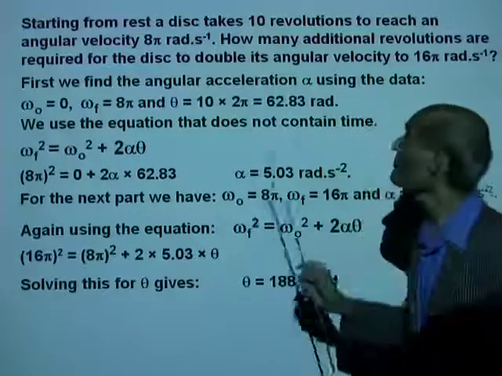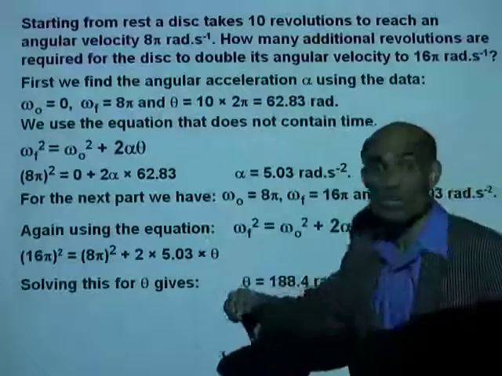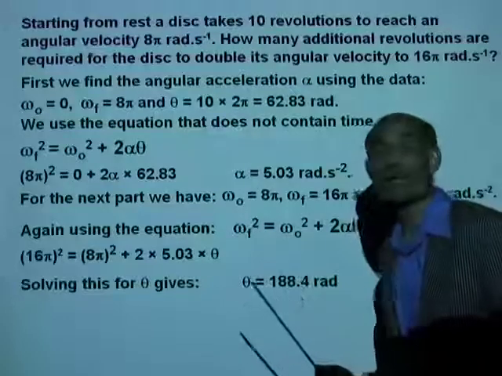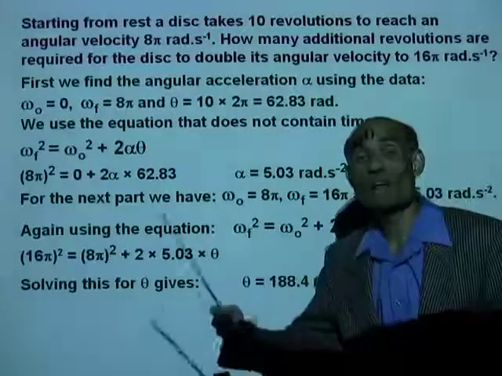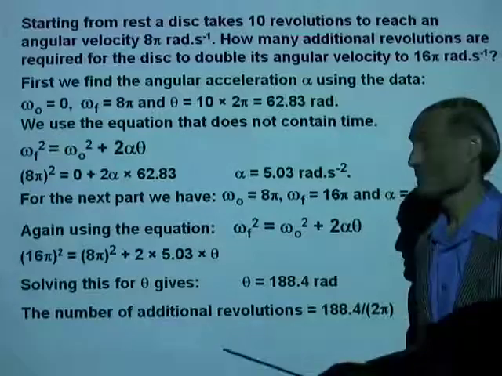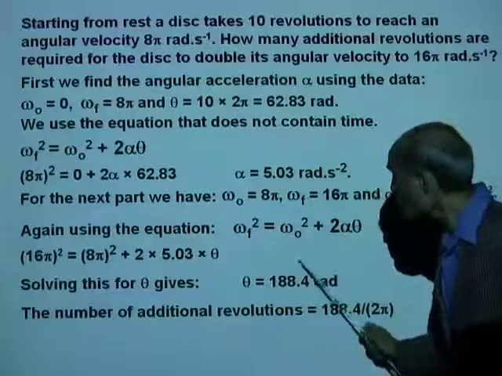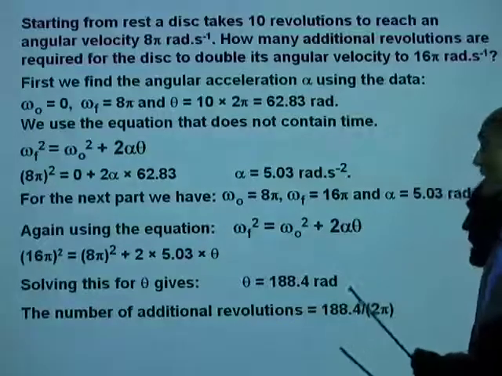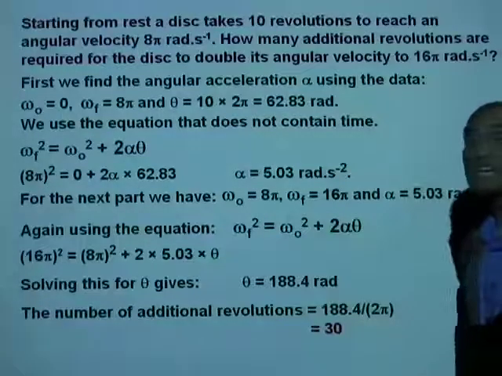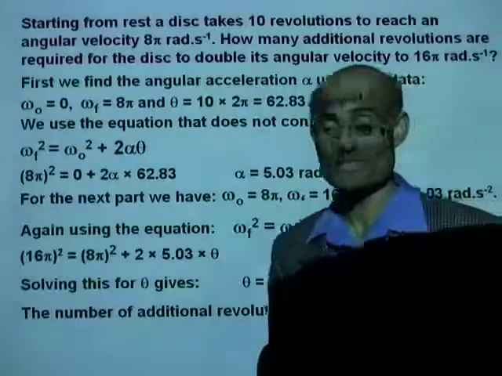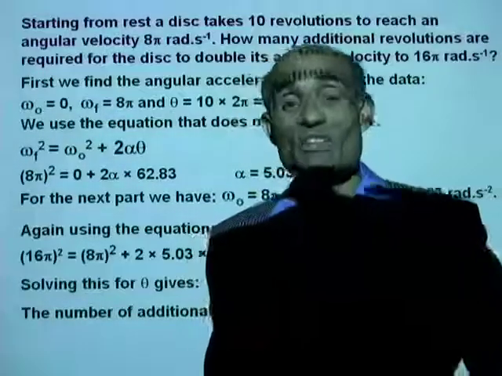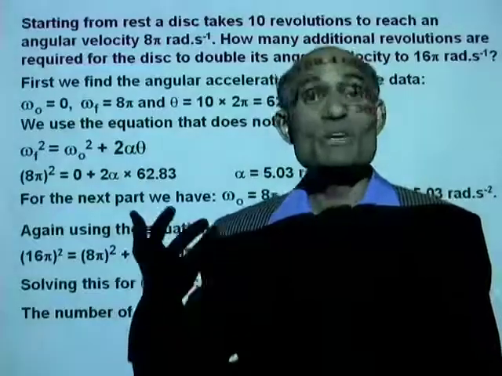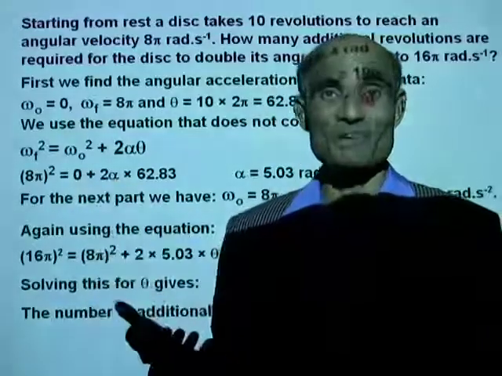And we want to find how many additional revolutions. 188.4 radian corresponds to how many revolutions? So the additional revolutions will be this radians divided by 2 pi, and that is 30 additional revolutions. So in 30 additional revolutions, the angular velocity will become double the value.